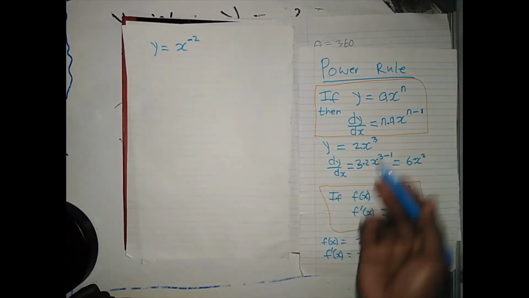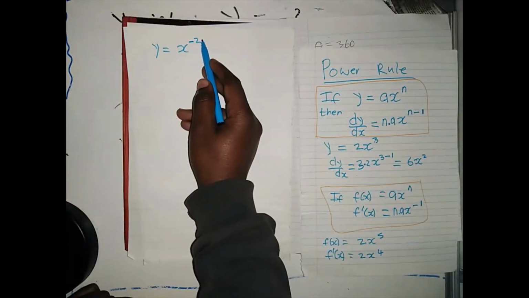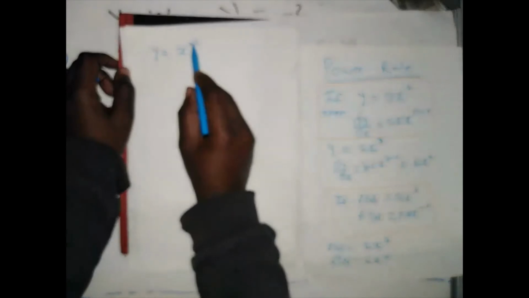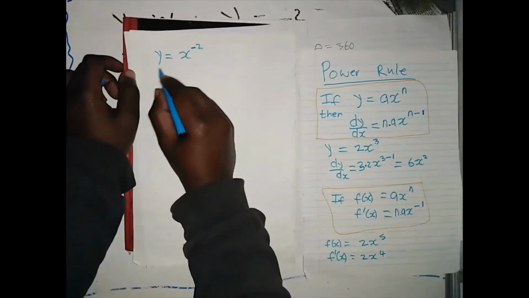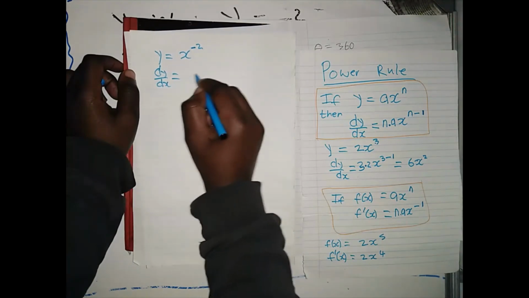Now things are nice here. There is something here. There is a power. So you're going to use what? A power rule. So what do you then do? You take this to this side. So you will have dy over dx, which is nothing other than minus 2x.